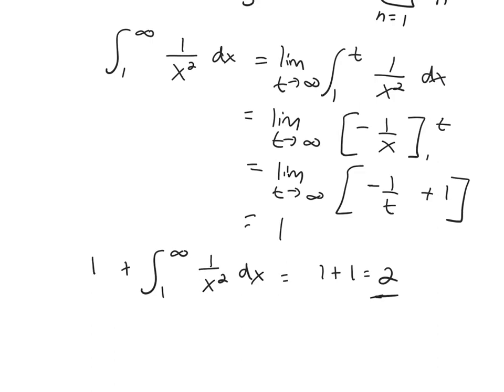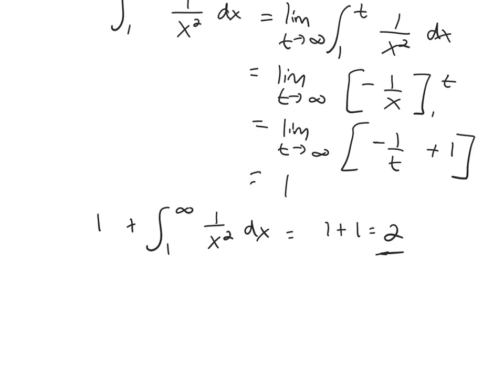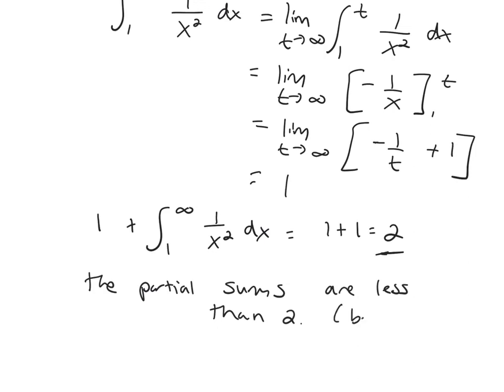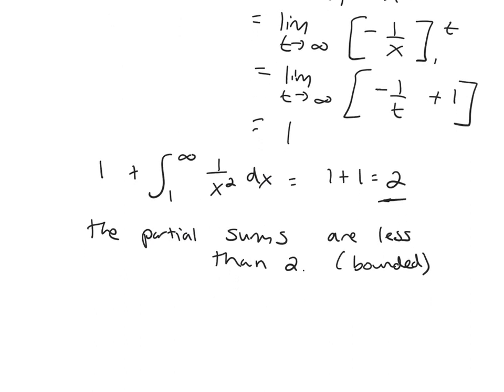Well, an overestimate is also known as an upper bound, right? So what we've just said is that the partial sums are less than 2. So this tells me as a sequence, they're bounded. They're bounded above by 2, and I'm adding up positive numbers, so I have a lower bound of 0.